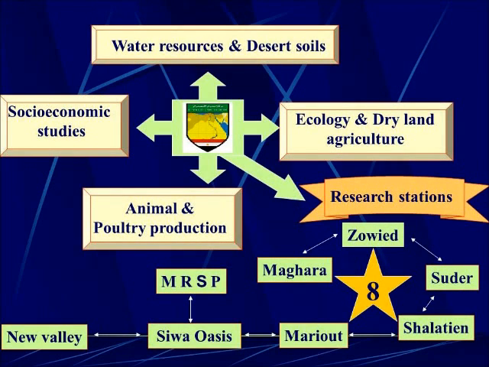Our center consists of 4 main sectors: water resources and desert soils, ecology and dry land agriculture, socio-economic studies, and animal and poultry production. Also, we have 8 scientific stations and centers: 3 in Sinai, El Maghara in Middle Sinai, Zuaid in North Sinai, Sudr in West Sinai, Shalatin in the south-east of Egypt, Mariut, and Siwa Oasis and New Valley. Also, we have the Matruh Research Center project. It's a great project on the west coast of Egypt.